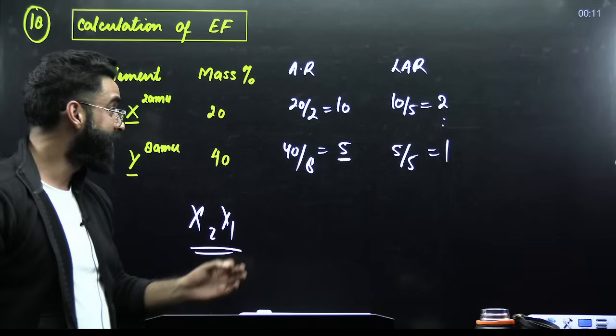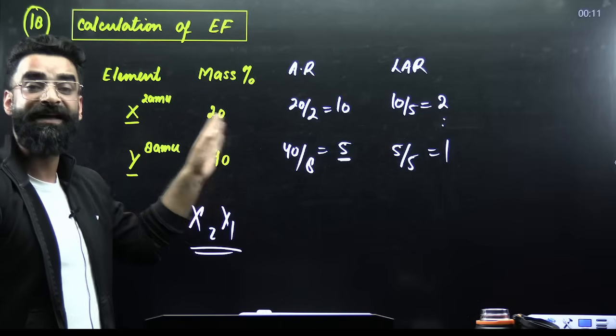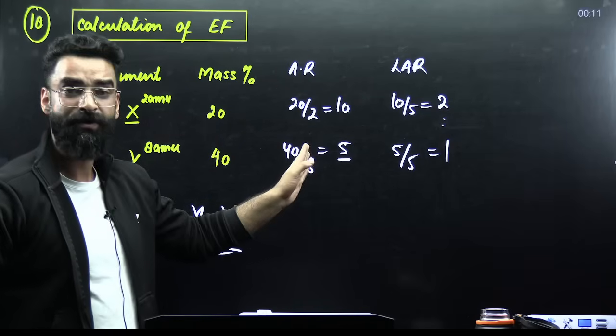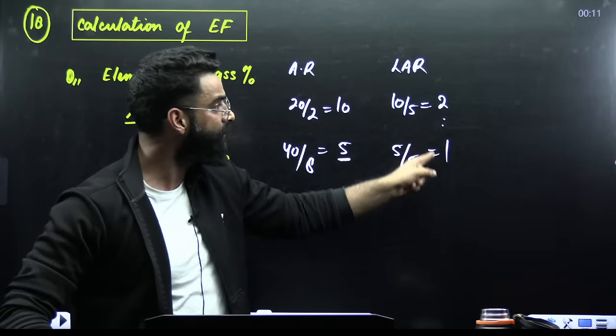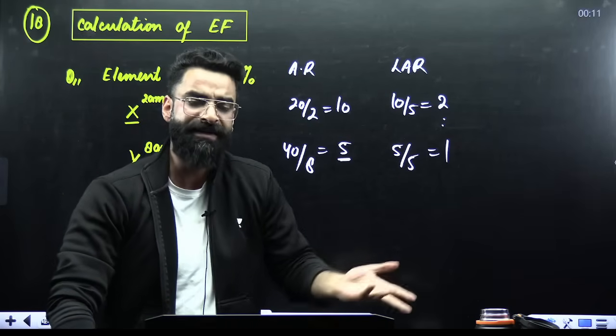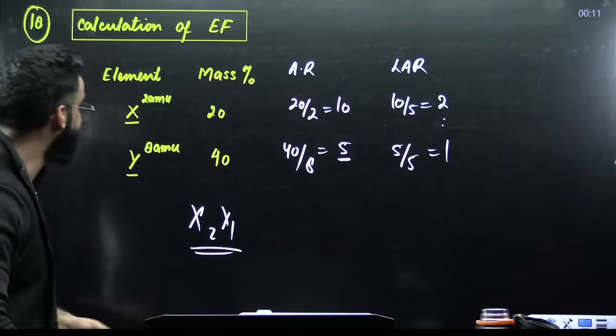So what you have to do is, first of all, divide the mass percentage with respect to atomic masses. You'll get the atomic ratio. The one that is lesser in value, divide both of them with that lesser value. You'll get the least atomic ratio. And from least atomic ratio, what do you get? You get empirical formula. As simple as that.